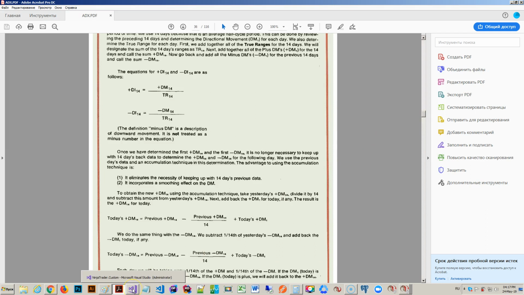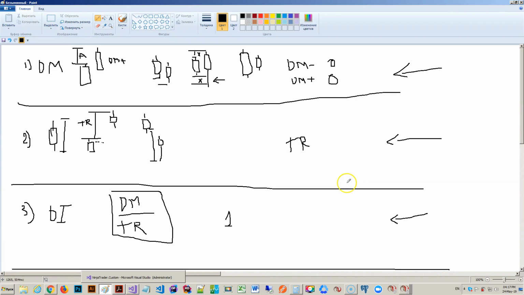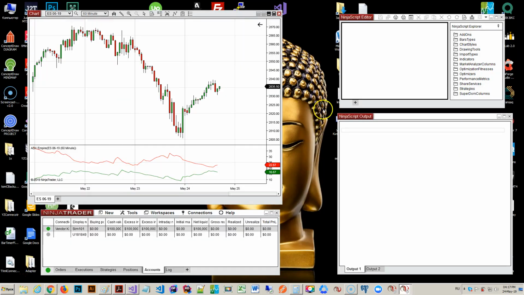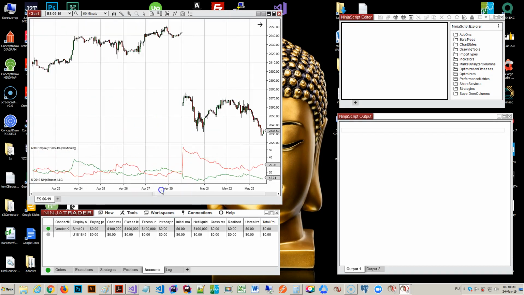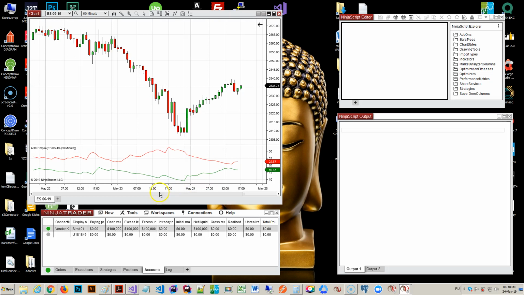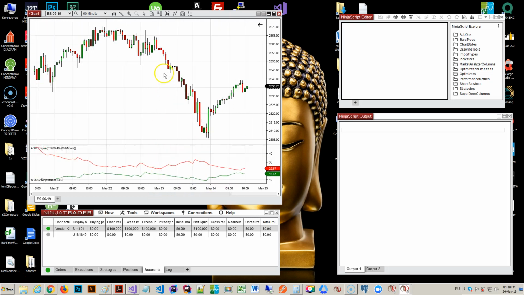Okay, so this was the theory behind the DI. This is how it finally looks on the chart. So this is the DI minus and this is the DI plus. Basically what this shows is how strong is the uptrend and how strong is the downtrend. For example, right now the market is going down and you can see the uptrend is growing. The uptrend is growing and the downtrend is falling. And at the same time here you can see the downtrend is falling and the uptrend is going up.